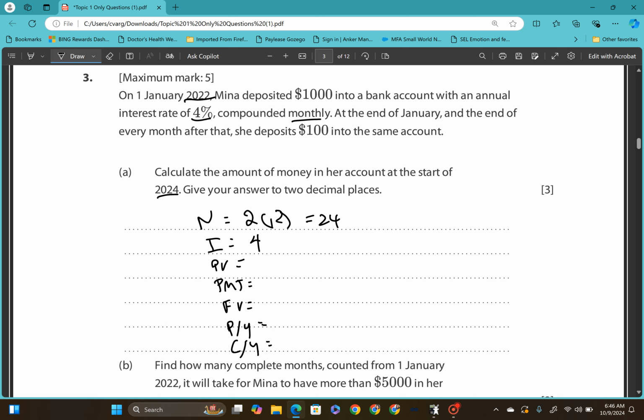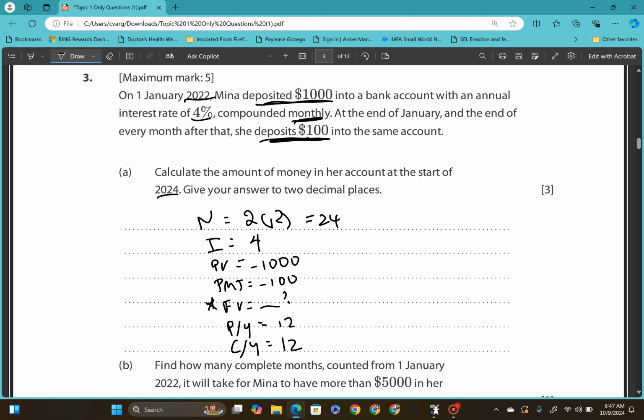It tells us that our present value, right? So she deposited $1,000. So that is minus $1,000. And she is also making $100 payments every month. So payment is minus 100. Our future value is what we're looking for. So we're not sure about that. Our payments per year is 12, and it's compounded monthly again, right? So that's also going to be 12.